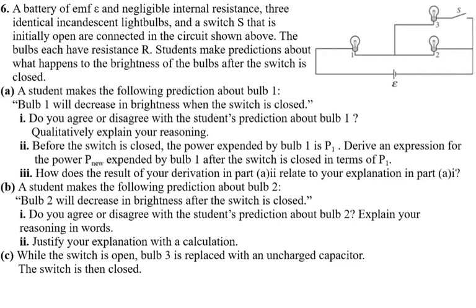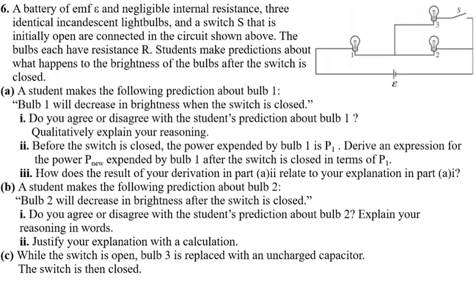Another College Board study question for AP Physics 2. A battery of EMF, the voltage is given, and negligible internal resistance, 3 identical bulbs, and the switch S that is initially open are connected in the circuit shown on the right. The bulbs each have resistance R. Students make predictions about what happens to the brightness of the bulbs after the switch is closed.